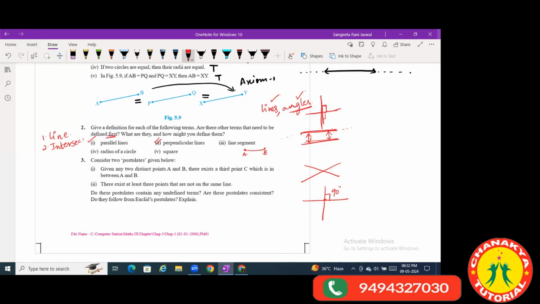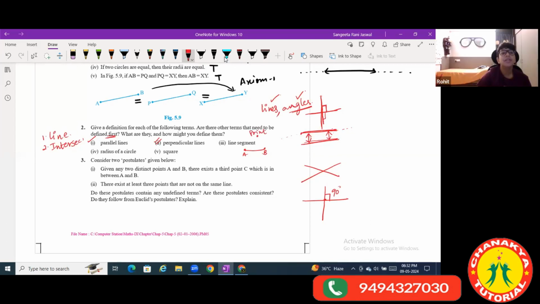And the second part of the question is, are there other terms that need to be defined first? So to study about line segment, we need to know about point first. ऐसे ही होता है जब भी हम लाइन के लिए पढ़ते हैं, we always study about a point first.